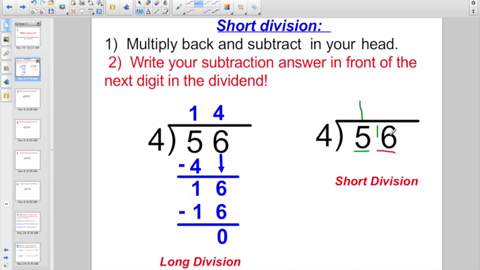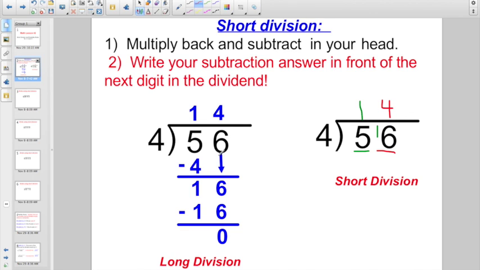Well, 4 divides into 16 how many times? 4 times, right? Multiply it back in your head. 4 times 4 is 16. Subtract in your head. 16 minus 16 is 0.